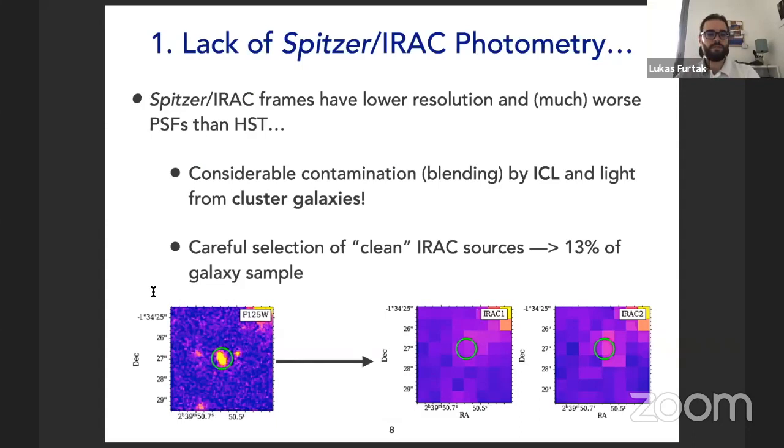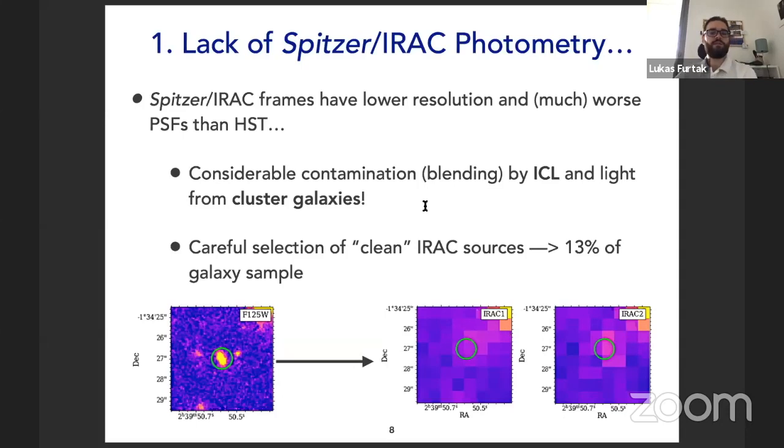Since Spitzer has a much lower resolution and much worse point spread function than the Hubble Space Telescope, and since we're looking at galaxy clusters, which are naturally crowded fields with a lot of foreground galaxies in them, we get a lot of contamination, either by intracluster light or from the cluster galaxies themselves, in the photometry of these very faint high redshift objects, especially if there's a bright galaxy nearby. In the lower frame, you can see a typical redshift 7 galaxy in a Hubble Space Telescope frame versus what the same galaxy looks like in Spitzer. So it becomes very hard to get accurate photometry in these Spitzer frames.